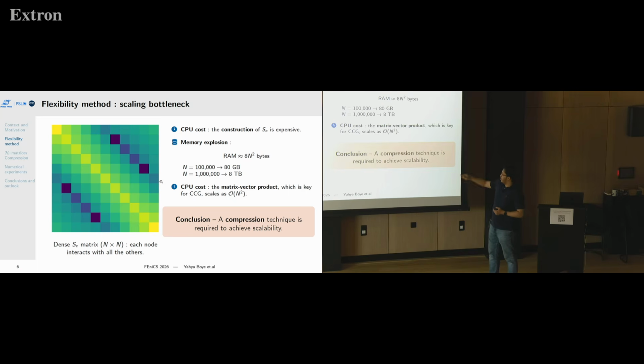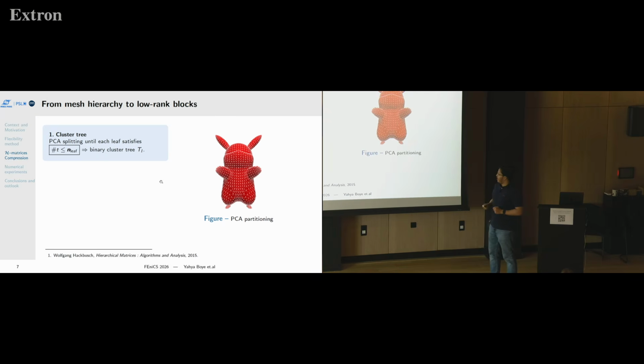If you try to handle a large problem, let's say with 1 million DOFs with a dense matrix, you'll end up with 8 terabytes of memory, and to solve the LCP, it's a quadratic complexity, so unfeasible. So to render this method scalable, we need a compression technique. And the compression comes from, it's well known in the BEM world, I'd say, and it's hierarchical matrices.